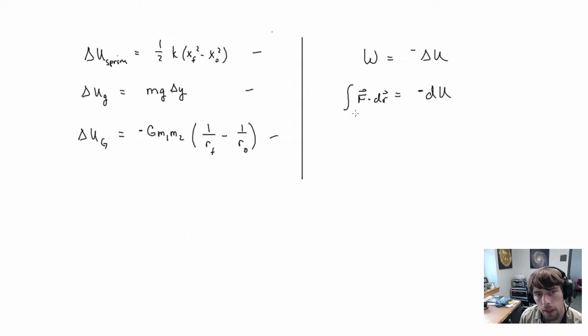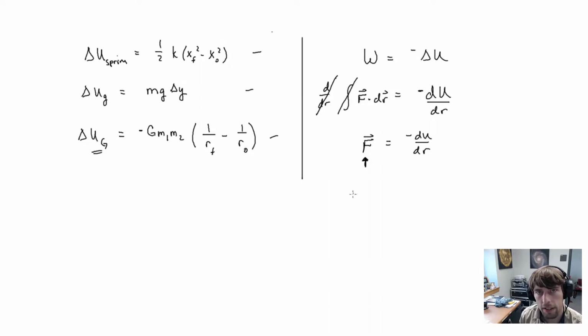Now, integrals and derivatives undo each other. So if I take a derivative of this side, d/dr, I should do the same thing over here. This derivative undoes that integral. And so this is written as F equals negative dU/dr. In other words, if I want to know the force associated with, for example, the gravitational potential energy, all I have to do is take a derivative. So that just gives you another way to latch onto it.